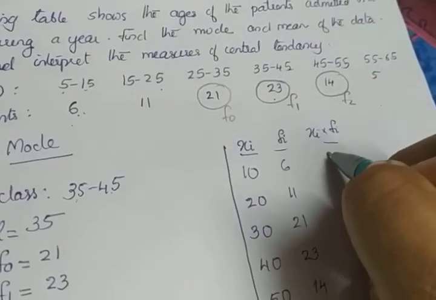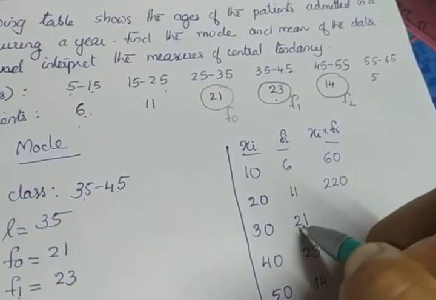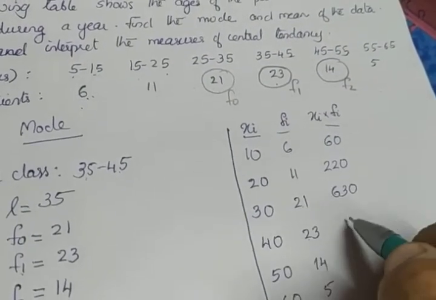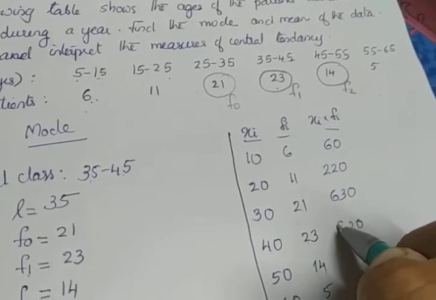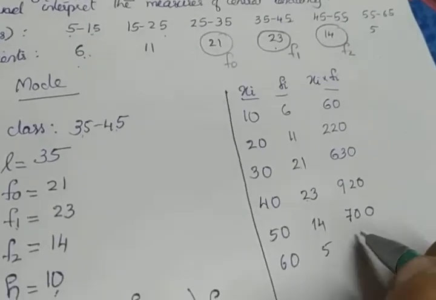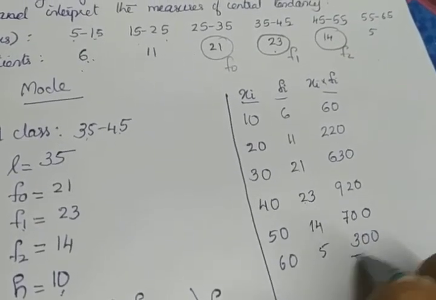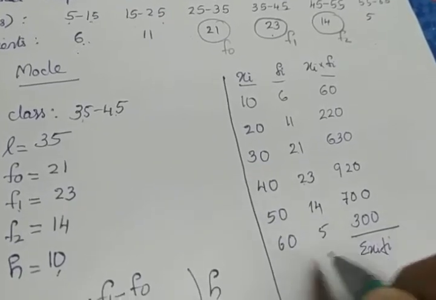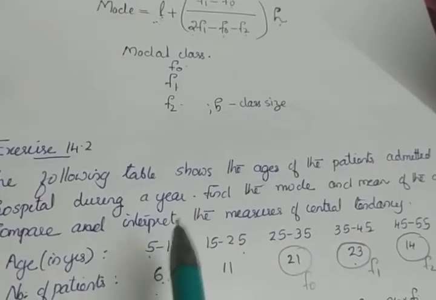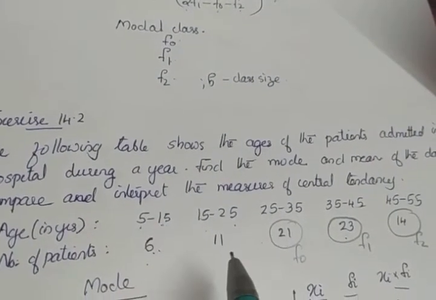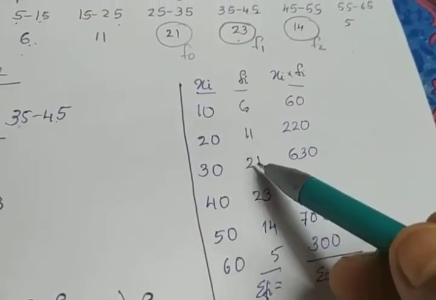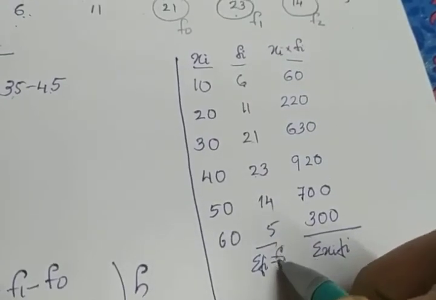So xi fi is 60, 220, 21 into 30 gives you 630. Again 23 into 40 is 920. Again 14 into 50 is 700. 5 into 60 gives you 300. So sum it up, sigma xi fi, and also we have to find sigma fi. Is it given in the question, the total number of patients? No. So we have to calculate sigma fi. Sigma fi is 6 plus 11 plus 21 plus 23 plus 14 plus 5, which is 80.